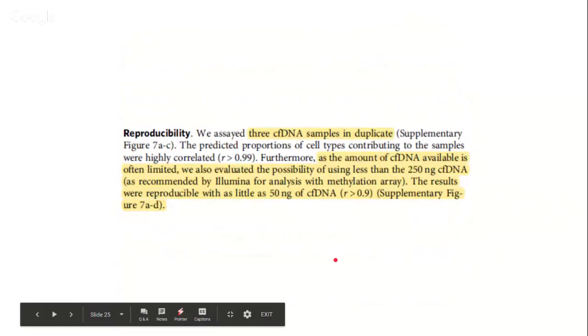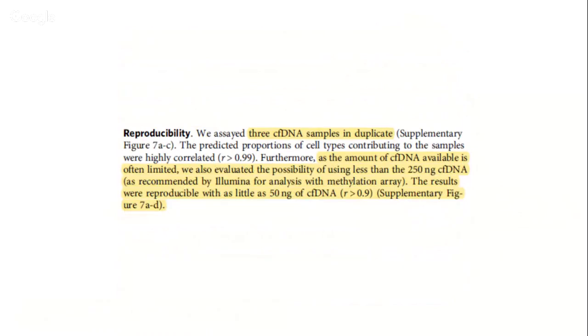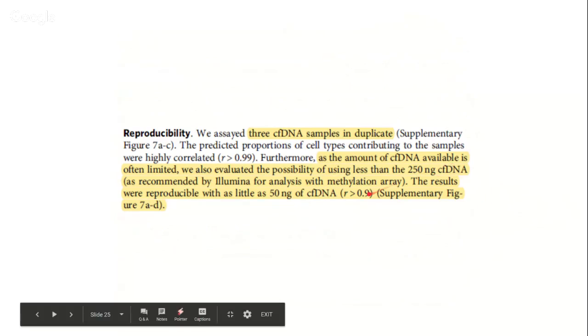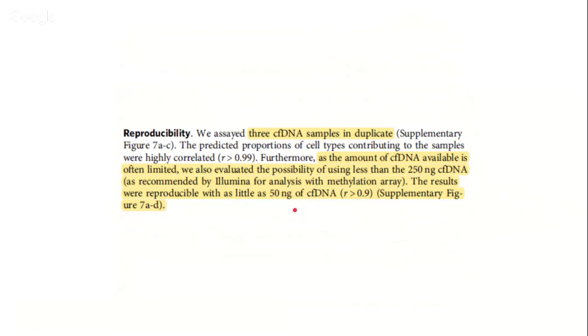And for reproducibility, they also tested how low they could go in terms of amount of DNA needed to start the process and get sensible results out of it. Because they said they started with 250, they also tried it down to, in the titration, down to 50 nanograms. And 50 nanograms is still a lot of cfDNA if you need to extract blood from someone to obtain 50 nanograms of cfDNA.